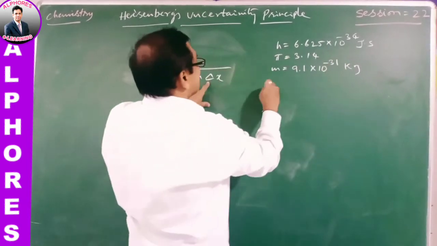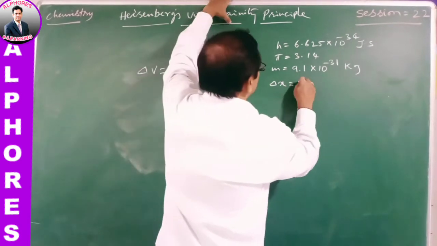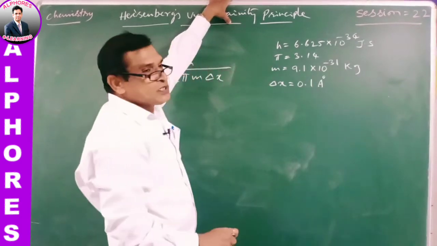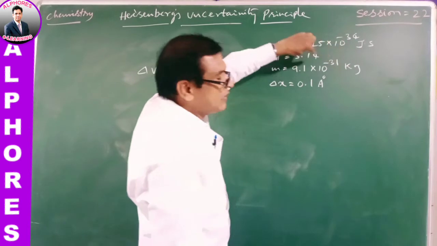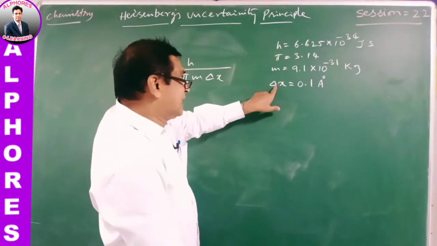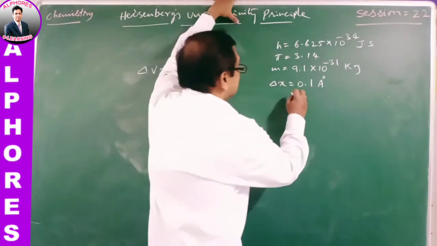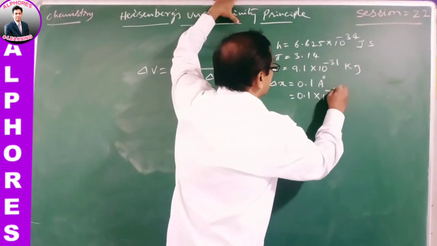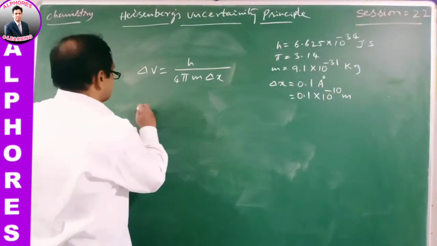And delta x, uncertainty in the position, is equal to 0.1 angstroms. As it is considered in SI unit, delta x, that is 0.1 angstrom, means 0.1 into 10 to the power minus 10 meters. Now substitute in this.